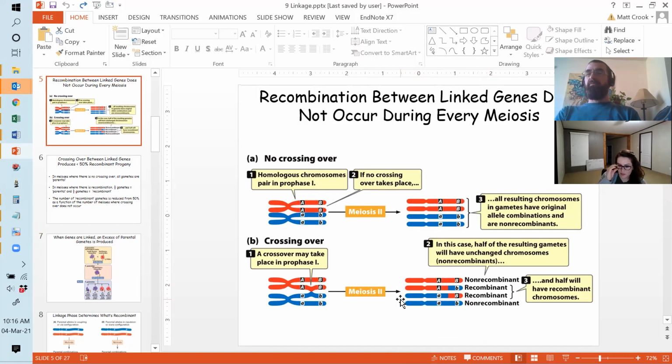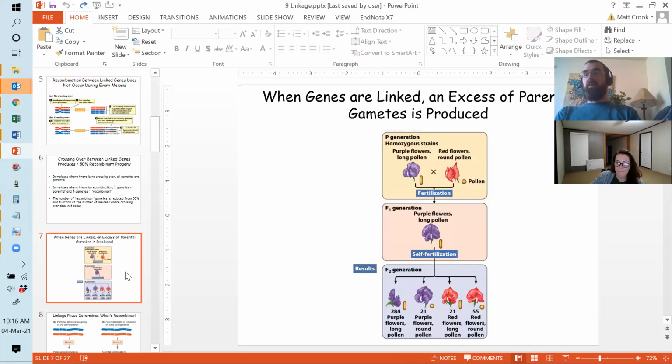You always get non-recombinant parental chromosomes coming through, right? So you can never have more recombinants than non-recombinants and parentals. You can only have less. And when you have less, it's because these two genes, flower color and pollen shape, are linked. Not completely, because you still do see recombination occur between them, but these are fairly closely linked.